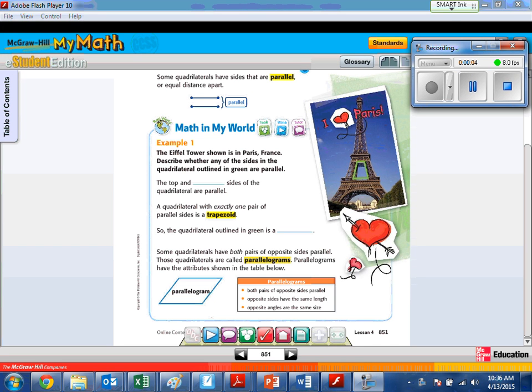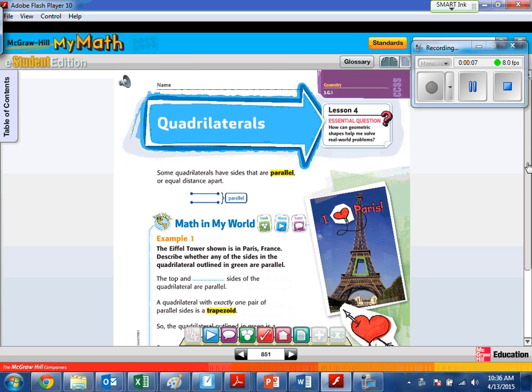Today we are going to go ahead and tackle our next lesson in our chapter on geometry, and this one is quadrilaterals. Okay, so starting right off, we see that quadrilaterals have sides that are parallel or equal distance apart. Notice again that our parallel lines right here are never going to cross each other. They will stay the same distance apart, never ever crossing each other. Remember, we talked about on Friday, the word parallel has parallel lines in it.